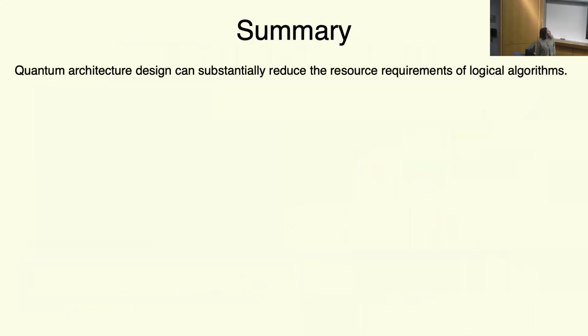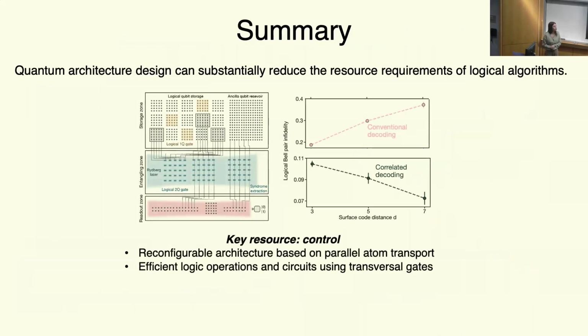So to summarize, the way that we think about our quantum architecture and how we design it to work with error-corrected computation can substantially reduce the resources that we need to do logic gates. And here in the atom array platform, we're really utilizing this ability to control blocks of atoms in parallel in order to realize these super easy transversal logic gates.